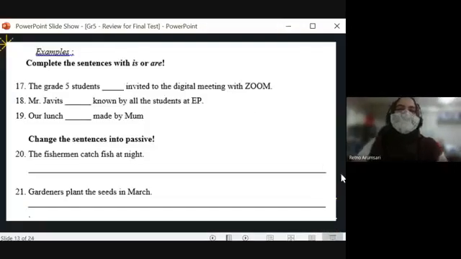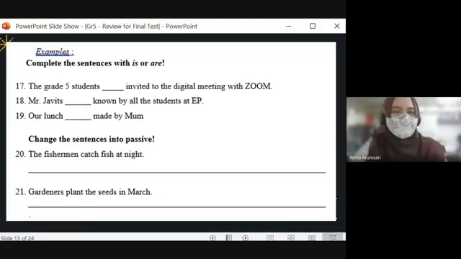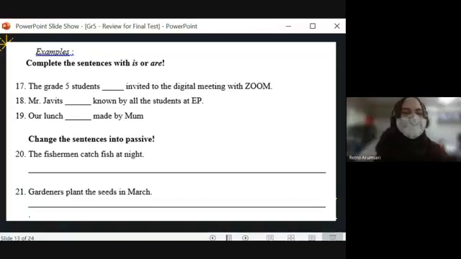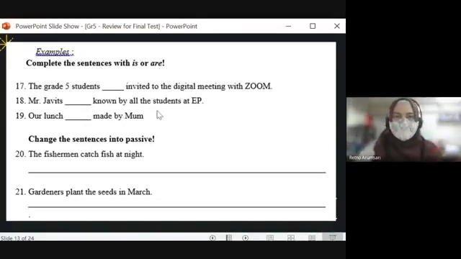Now, let's try this out. 5C, Keiko, Charlize, and Maisha, can you please turn on the camera? Well done. Now let's complete the sentences with is or are.